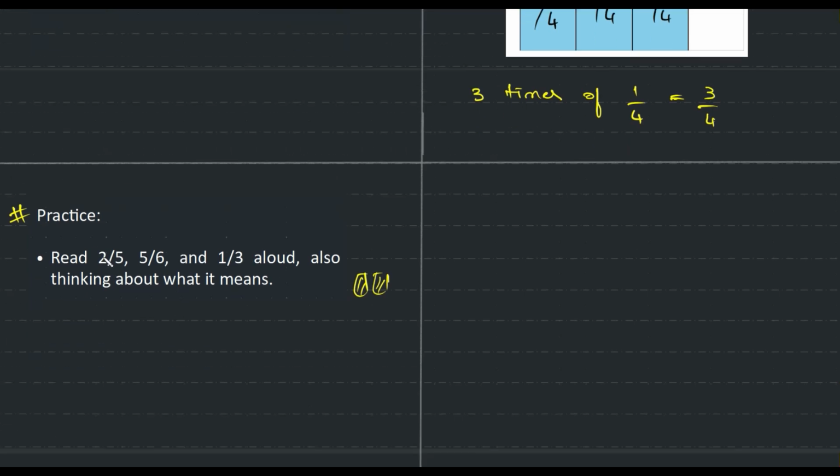Let me ask you one more question. What is the unit fraction in each case? Here it is 1/5. The next one it is 1/6. And the next one it is 1/3. And what it means is we are considering 2 of 1/5, 5 of 1/6, and 1 of 1/3.